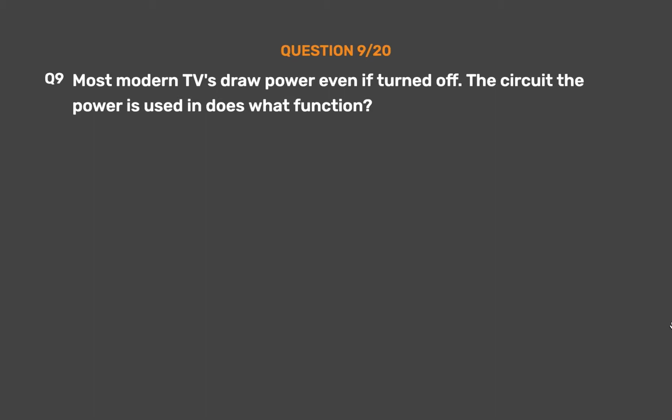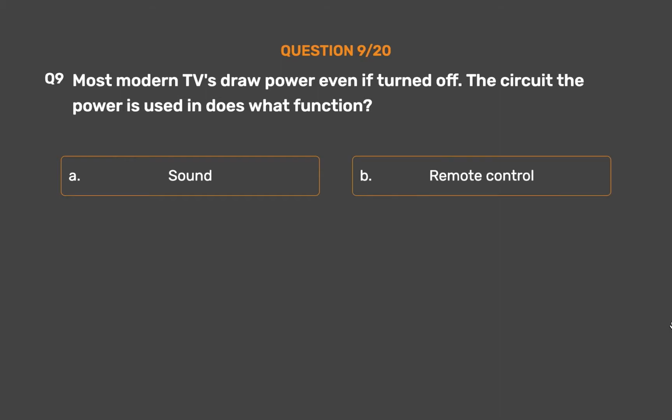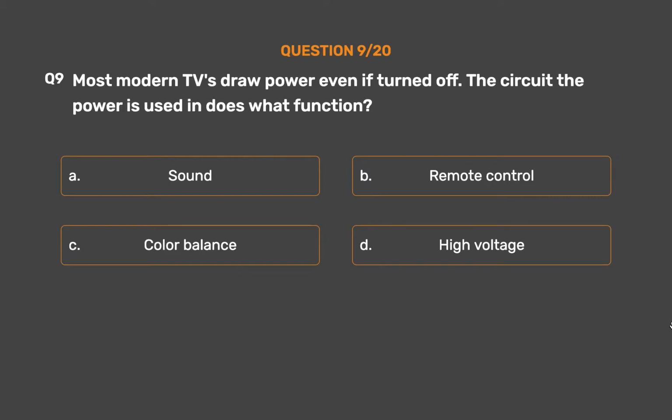The circuit the power is used in does what function? Option A. Sound. Option B. Remote control. Option C. Color balance. Option D. High voltage.